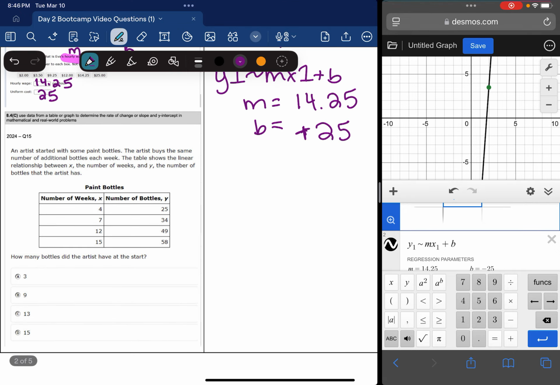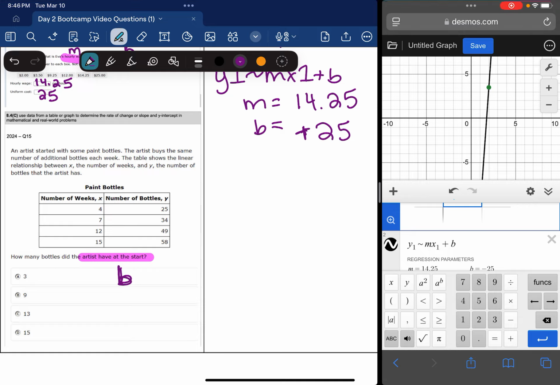Okay, for question number 3, it says an artist started with some paint bottles. The artist buys the same number of additional bottles each week. The table shows the linear relationship between x, the number of weeks, and y, the number of bottles that the artist has. How many bottles did the artist have at the start? The start, whatever you start with in an equation, that is your y-intercept. That is your b value.